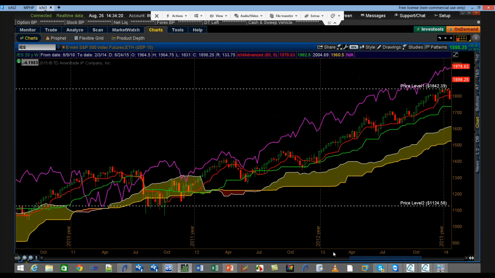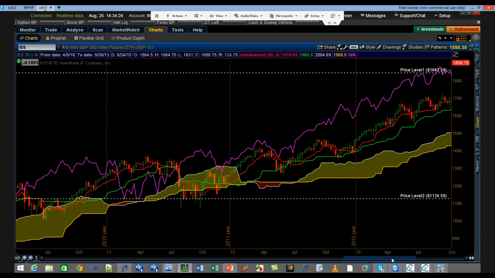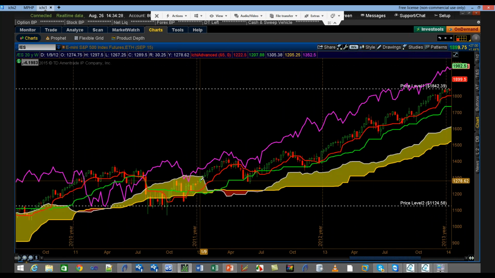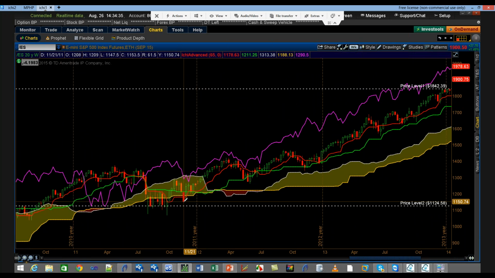So the cloud, you see these clouds. The way the sentiment works is if price is in the cloud, the sentiment for that time frame is basically neutral. If price is above the cloud, the sentiment's bullish. If price is below the cloud, the sentiment's bearish.